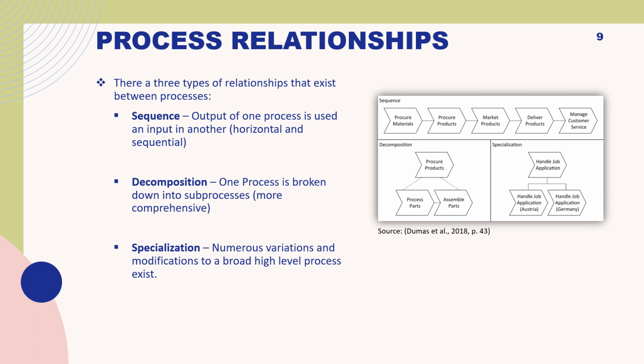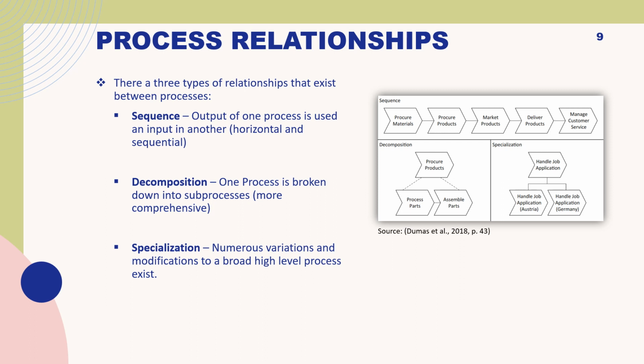There are three types of relationships that exist between processes. The first is sequence, where the output of one process is used as an input in another process. This is also referred to as horizontal and sequential. An example of this would be procuring materials to produce products.